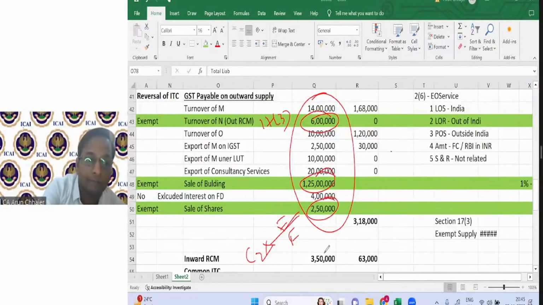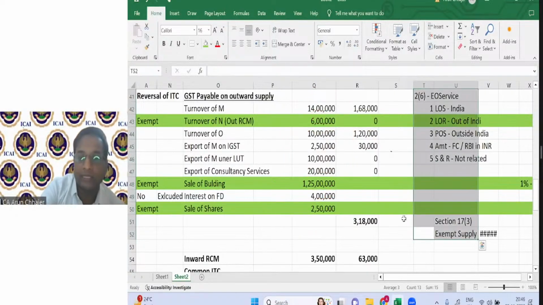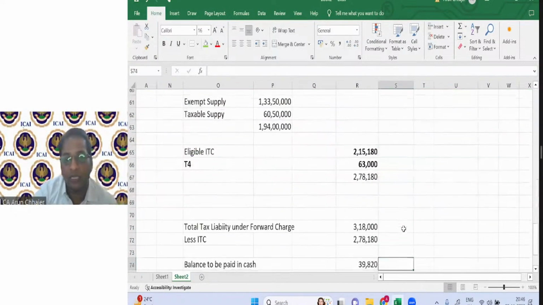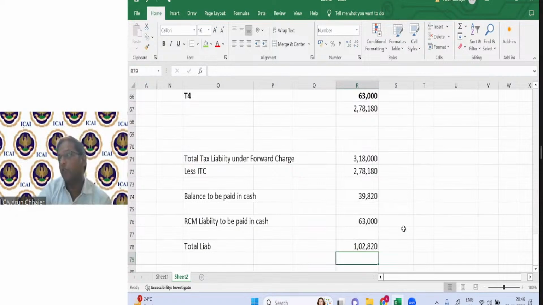Is it clear? So I can say that the total liability which I need to pay in cash is 102,820. काफी लंबा क्वेश्चन, but yes, we have completed. Great. Is it clear? Quickly confirm so that I can move to one more question.